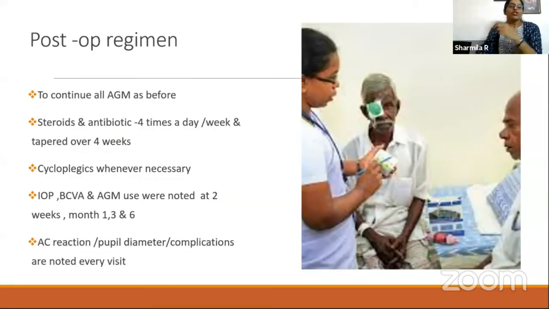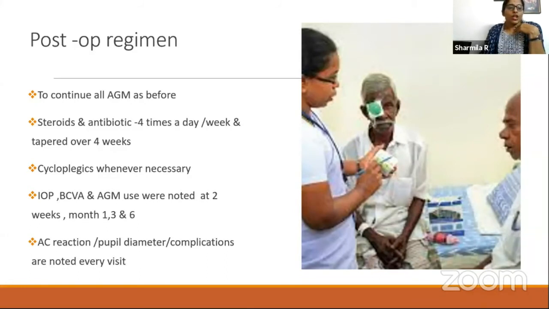The post-operative regimen is we usually continue all the anti-glaucoma medications as before. Steroid and antibiotics are used 4 times a day over 4 weeks, and it is tapered. Cycloplegics are used only whenever necessary, depending upon the anterior chamber reaction.